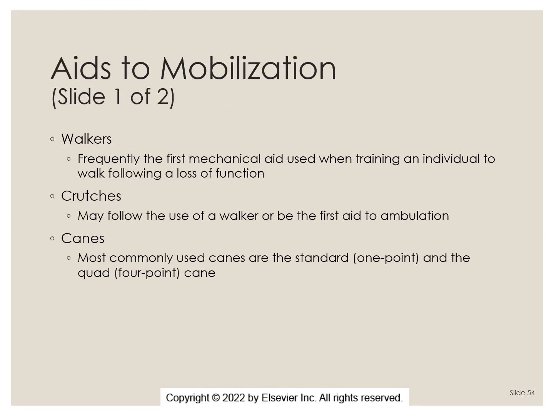Some rehabilitation units will have a walking sling that can be suspended from the ceiling and support the unstable person when ambulating. Be sure to place all assistive devices within easy reach of the patient whenever they are not in use.